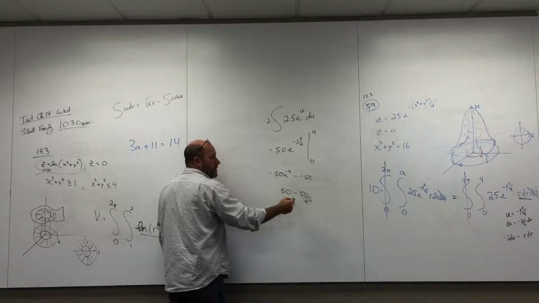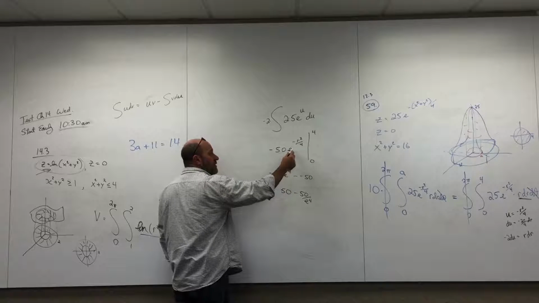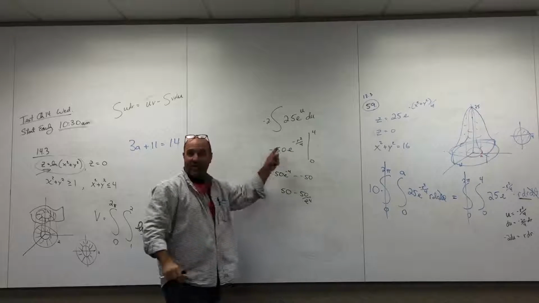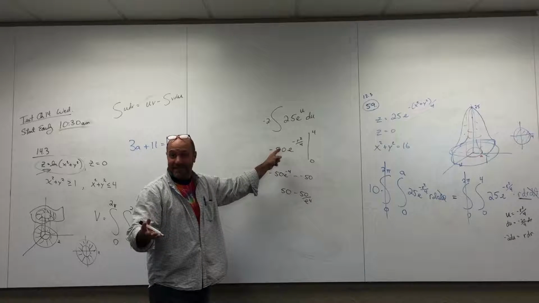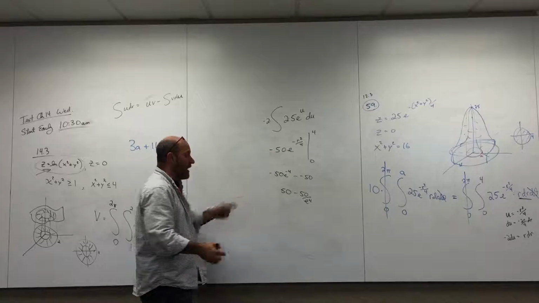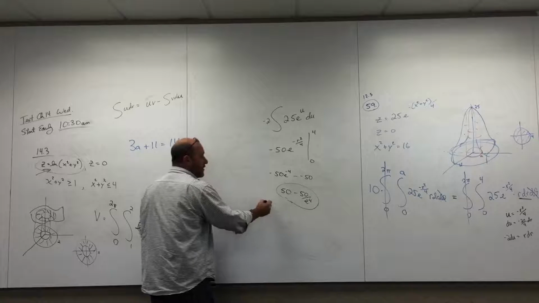Where did that second 50 come from? Well, plugging in a 0 is not always a 0. Plugging in a 0 is e to the 0, which is 1. Cool, that's the answer to that integral.